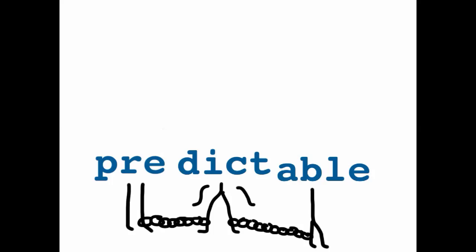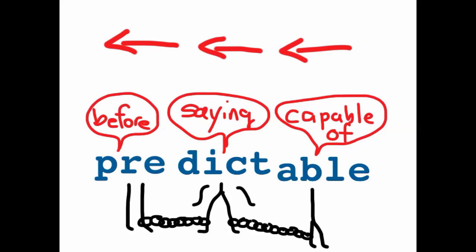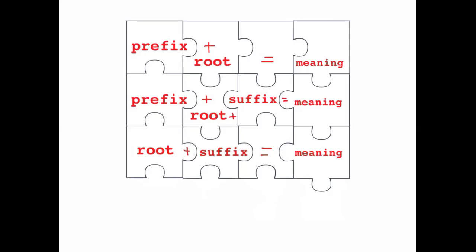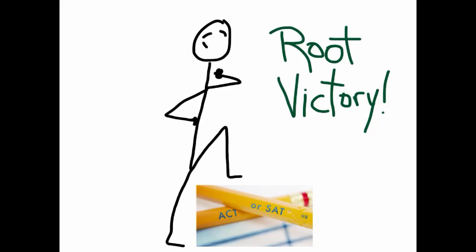When you see bound morphemes like this, you almost always make meaning of them by reading them backwards. The more prefixes, suffixes, and roots you know, the more words you'll be able to figure out, so it can help to find a list of them and study them. You'll be thankful you did when you have to take the SAT or the ACT to get into college.